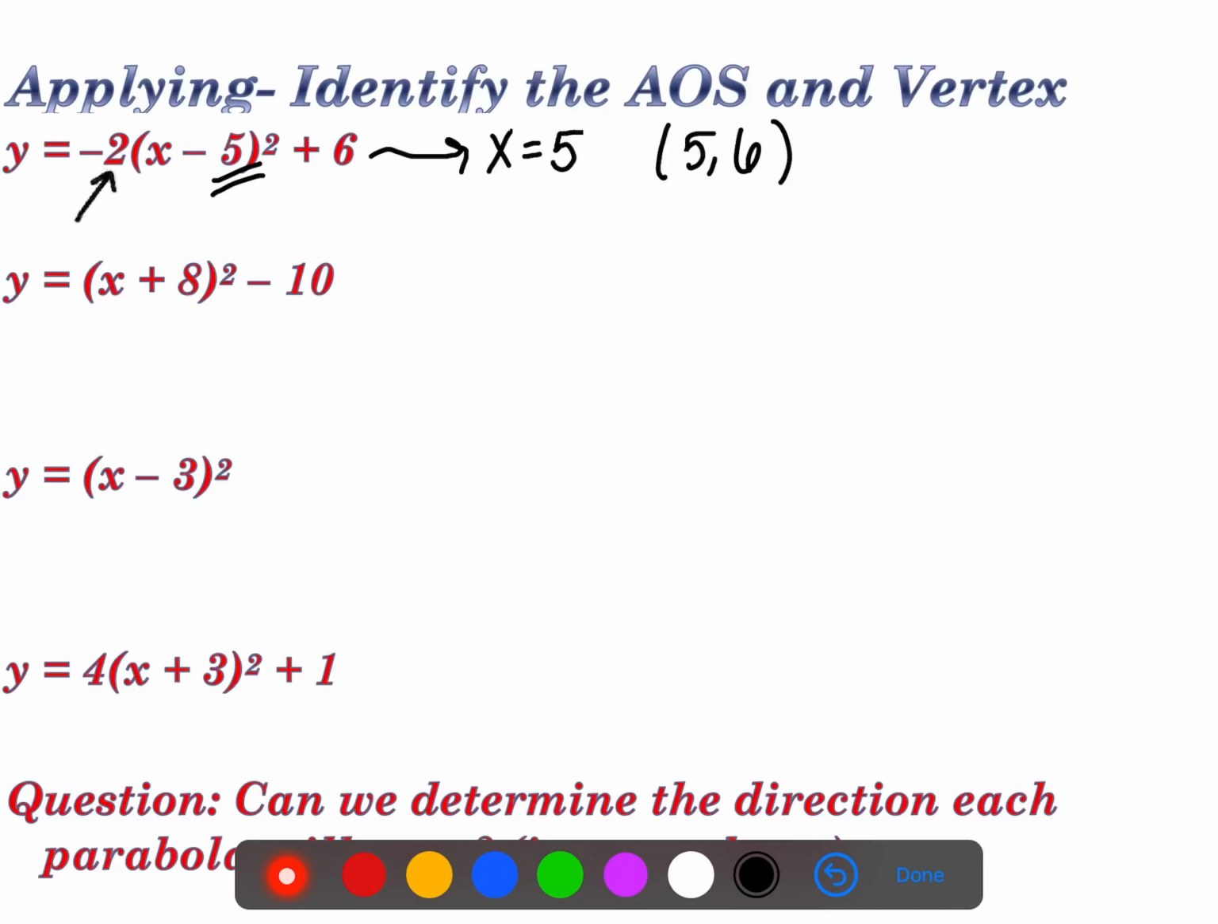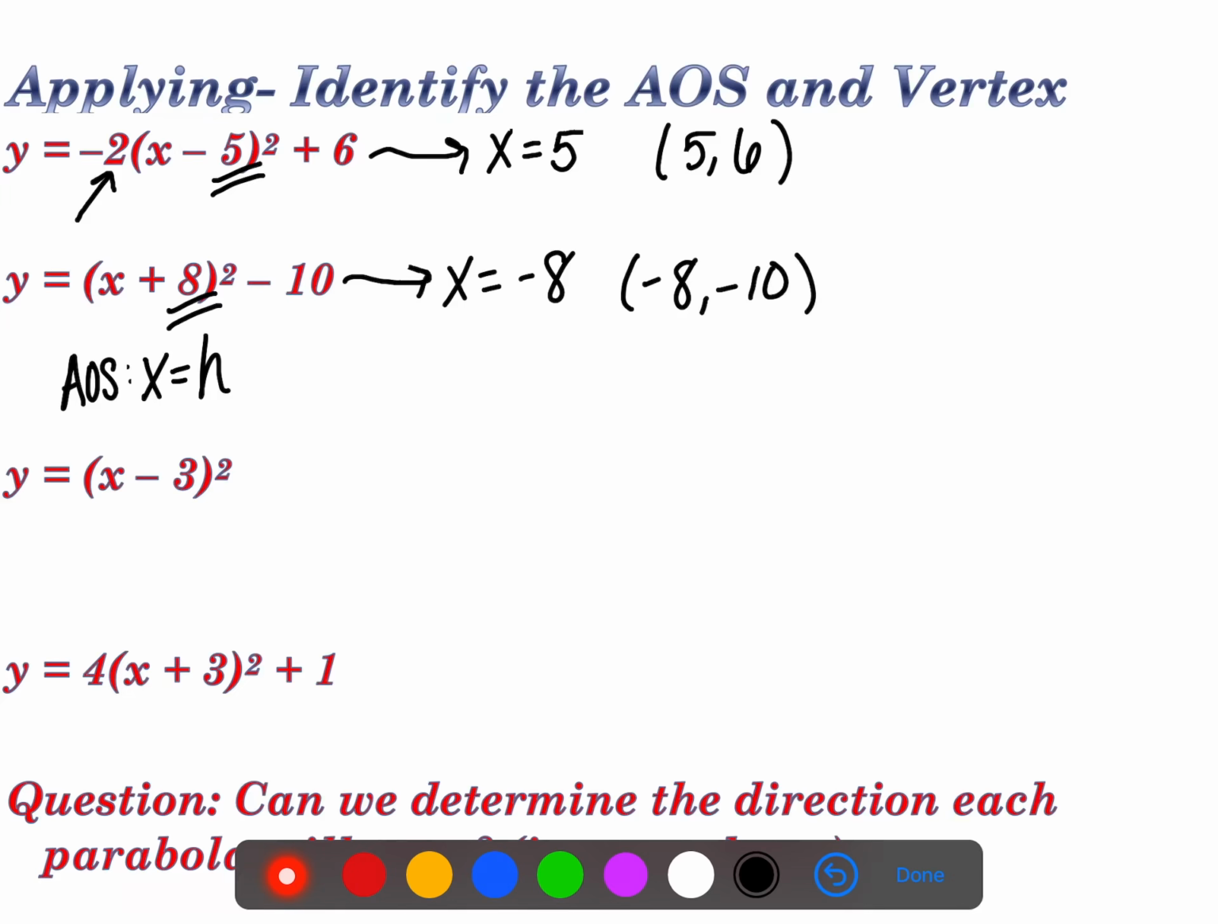Example 2, my axis of symmetry is the opposite of h. X equals h, that's the equation here for axis of symmetry. So x equals negative 8. And then my vertex, negative 8 comma negative 10. So remember, those two x values should match.